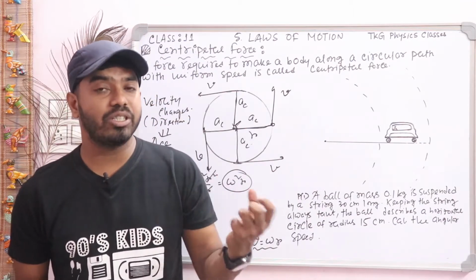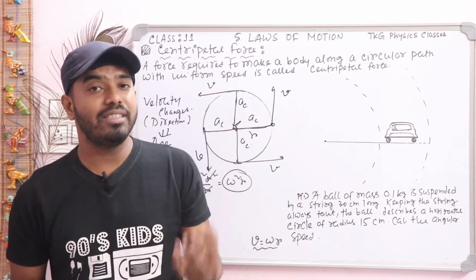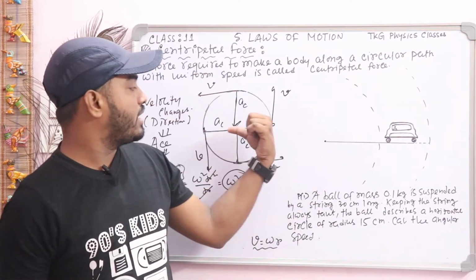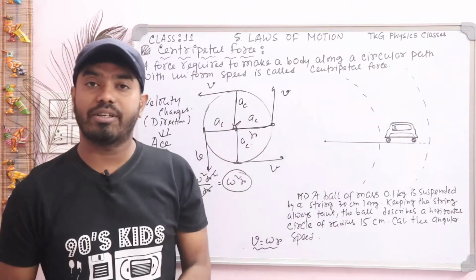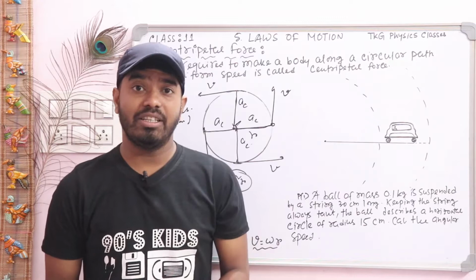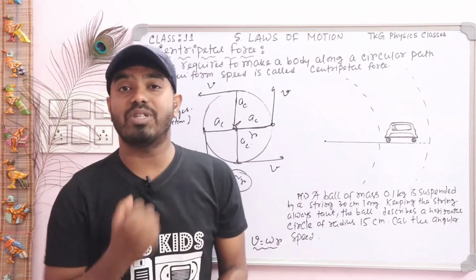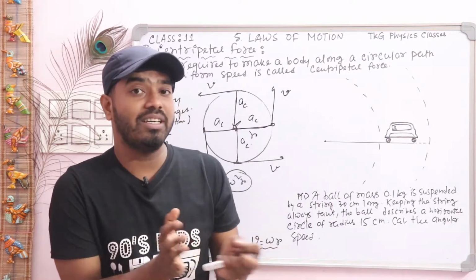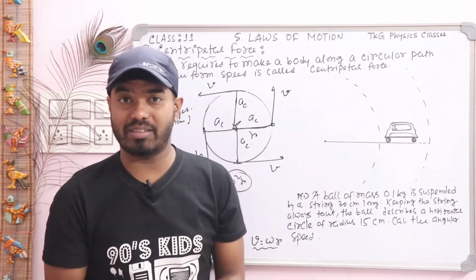And what is the direction of the centripetal acceleration? It is directed always towards the center along the radius of this circle. Now tell me one thing, which physical quantity is the origin of this centripetal acceleration? Which physical quantity produces this centripetal acceleration?